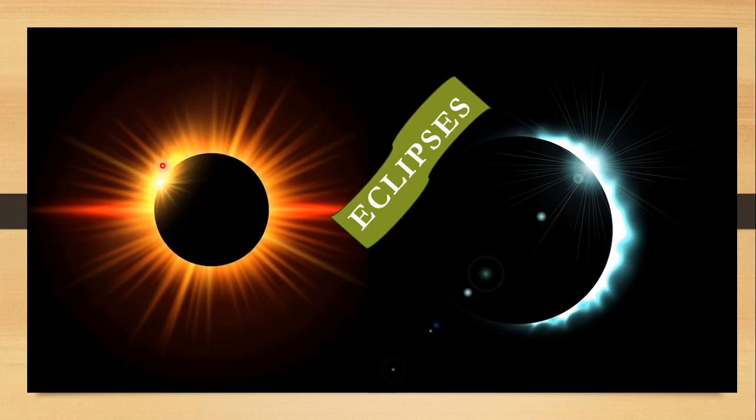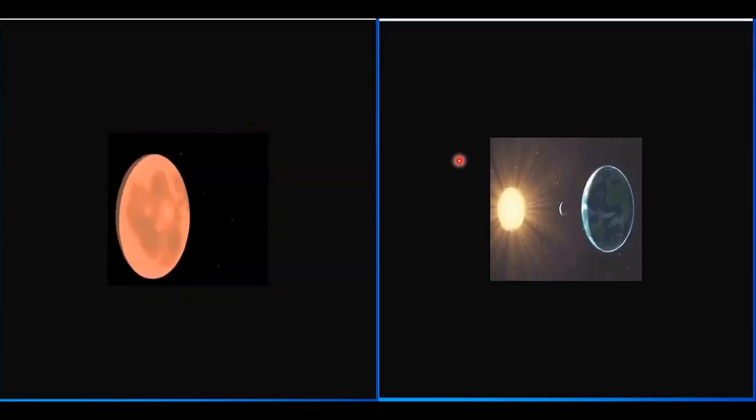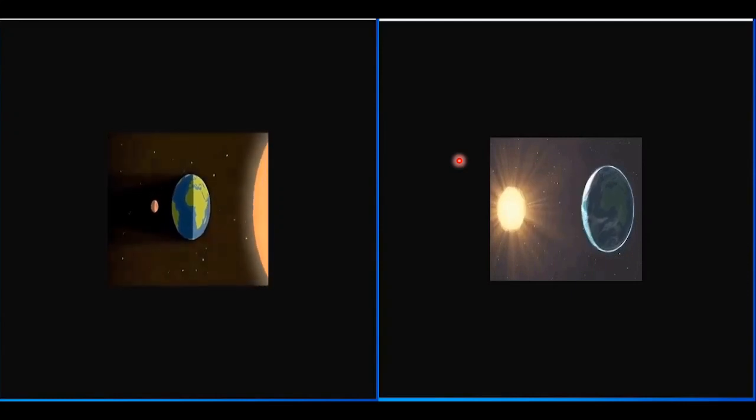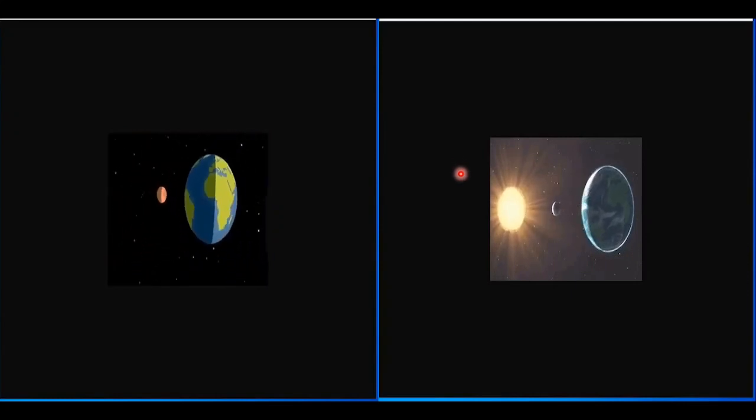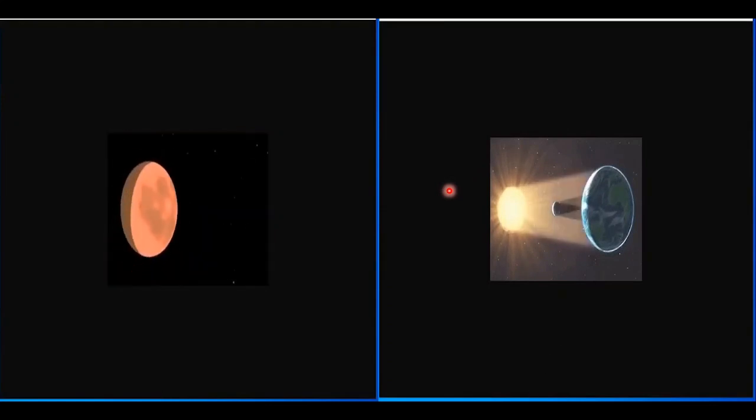Welcome to School Science, and this time we are having eclipses and how the eclipses are formed, the reason behind the formation of eclipses, and the various types of solar and lunar eclipses. So, here we have a fascinating topic of science, that is eclipse.